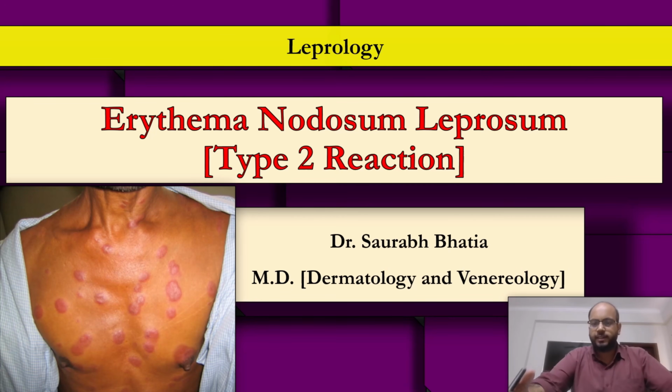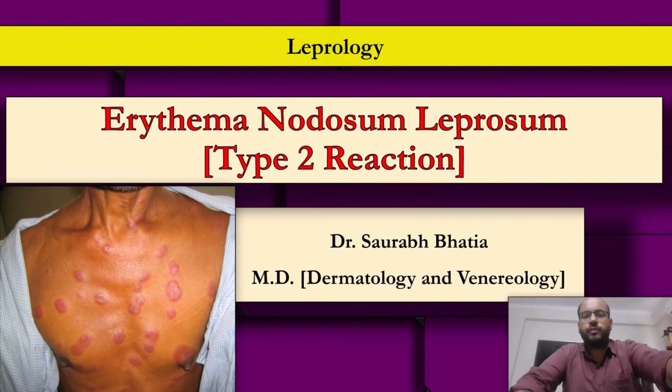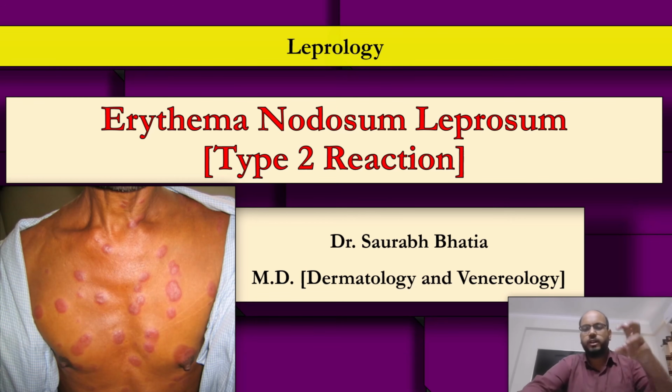What is the pathomechanism? What is the epidemiology, what are the risk factors, what are the clinical features, what are all the different types of presentations that we can see in ENL? So we need to have some sort of understanding about how to look for different clinical features in type 2 lepra reaction, and that is what we're going to do today. I will try to make this lecture a very short one, and without much further ado, we should start our discussion on Erythema Nodosum Leprosum or type 2 lepra reaction. Let's move forward.